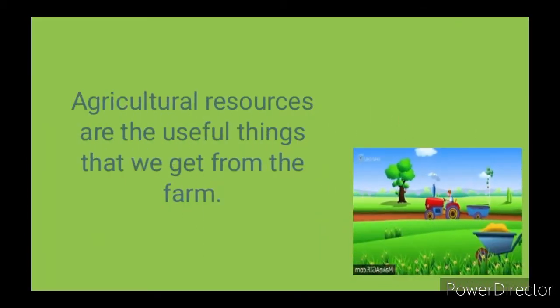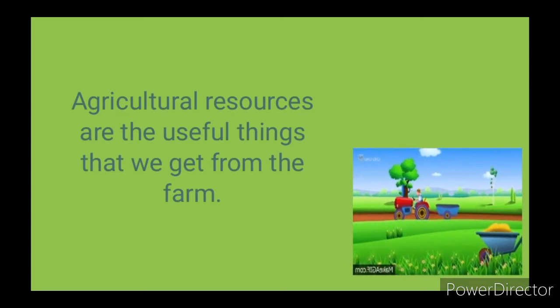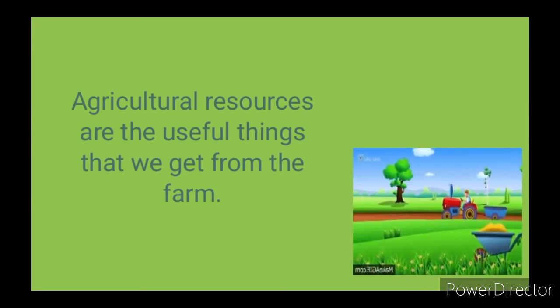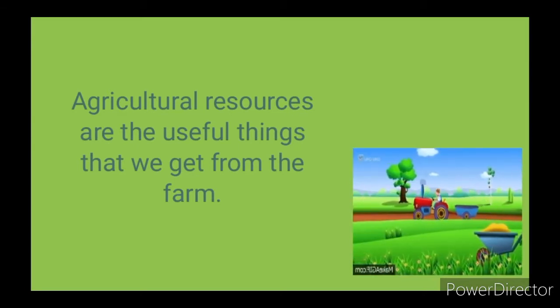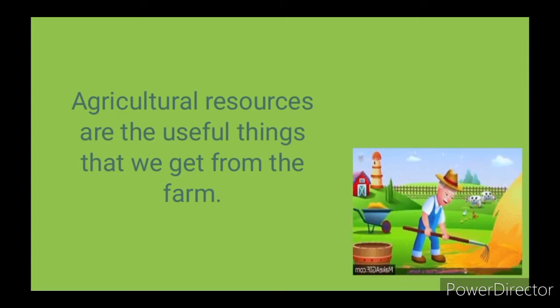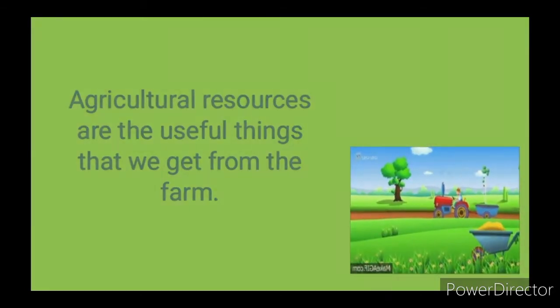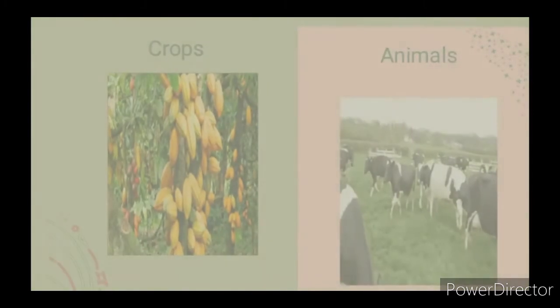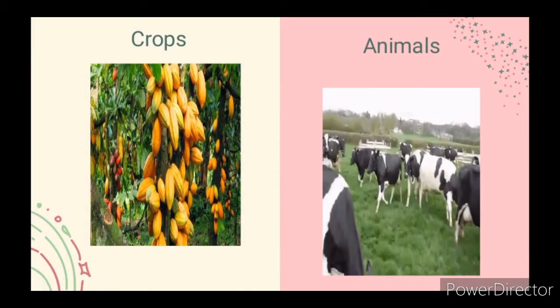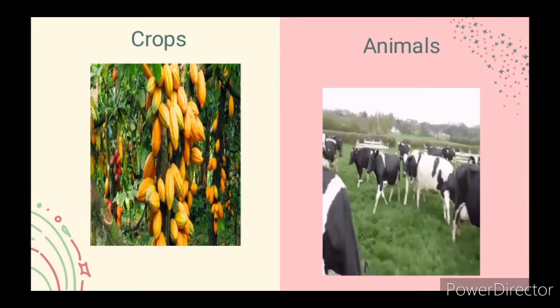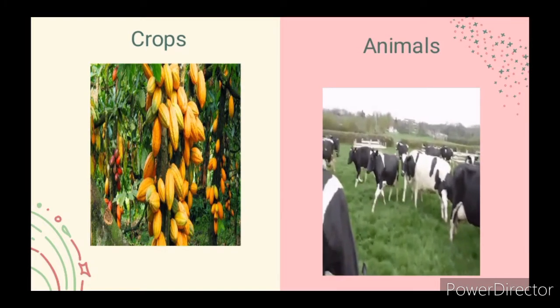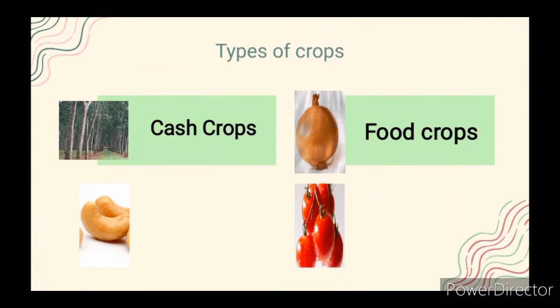Now, what are agricultural resources? Agricultural resources are the useful things that we get from the farm, and they can be either crops or animals. Okay, now we have two types of crops, which are cash crops and food crops.